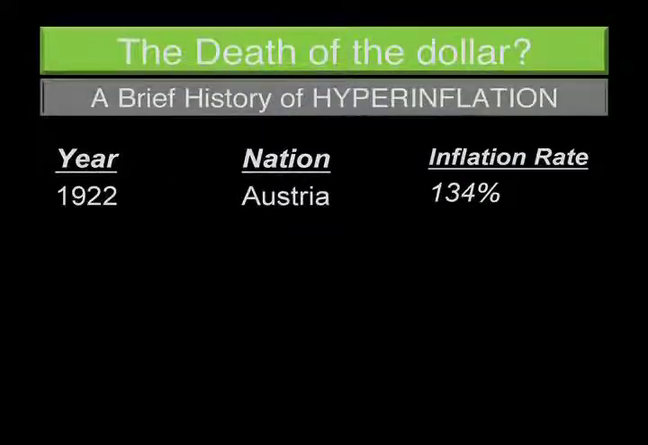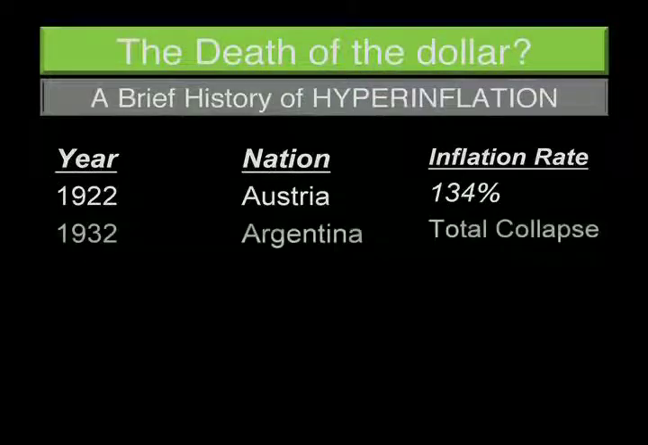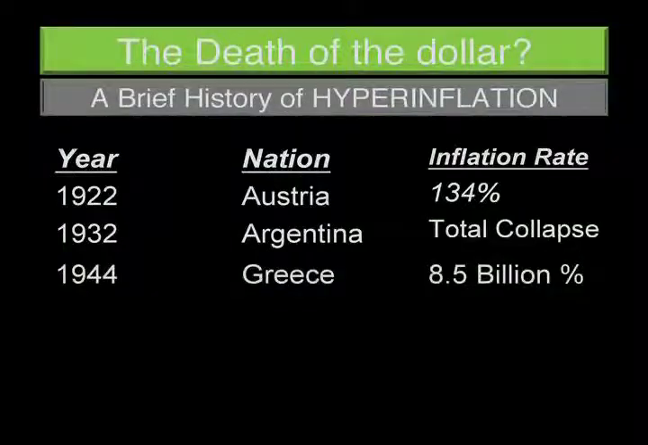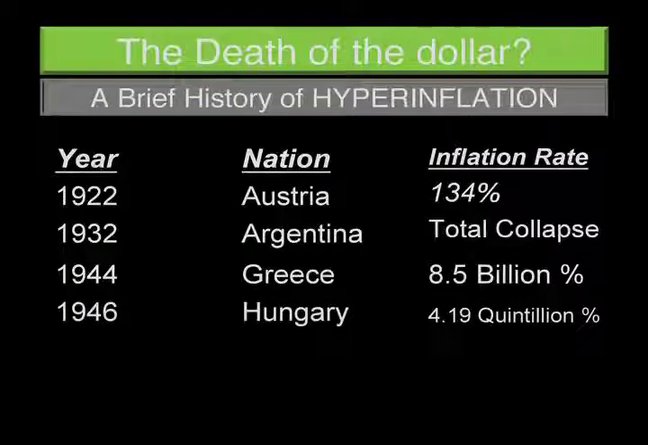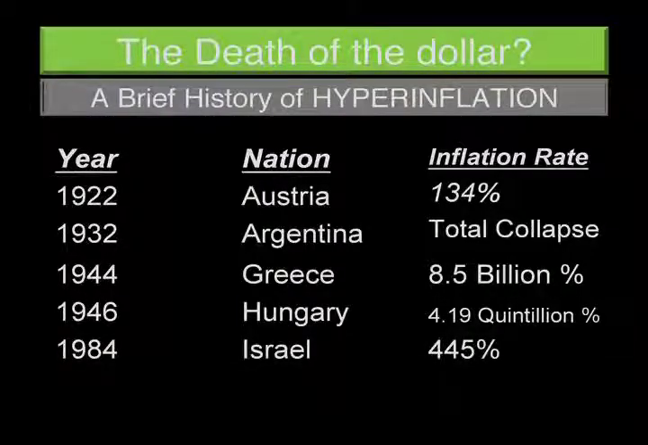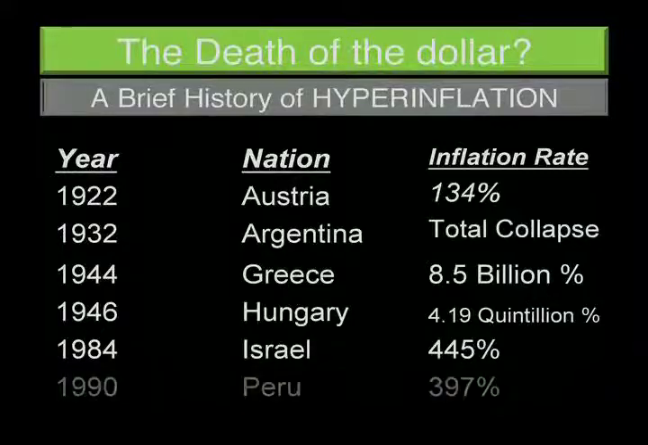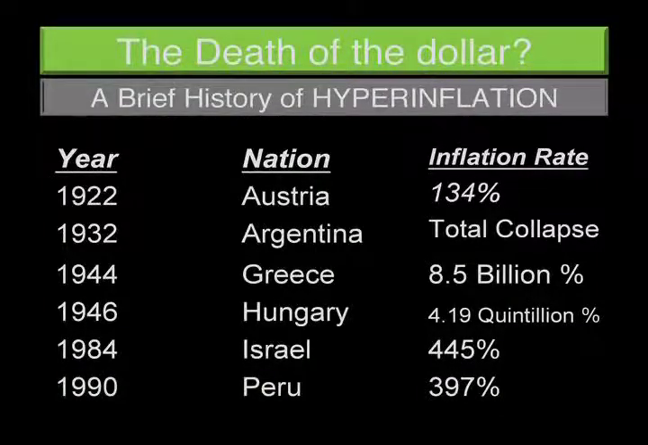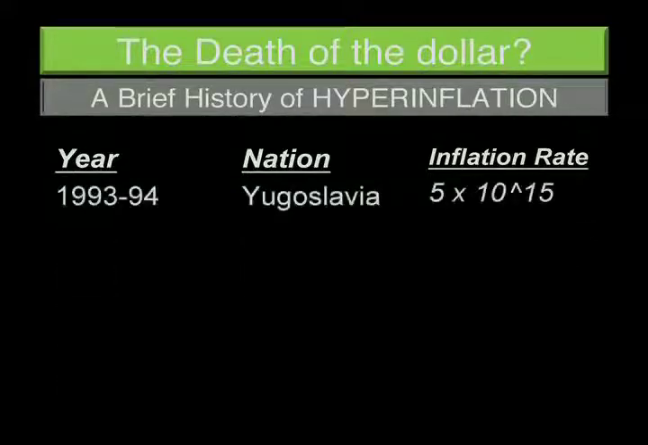1922, Austria had a 134% inflation rate. 1932, Argentina had a total collapse of their currency. In 1944, Greece had an 8.5 billion % inflation rate. 1946, Hungary had a 4.19, I'm not even going to say that word, inflation rate. 1984, Israel suffered its own hyperinflation of 445%. 1990, Peru, 397%. 1993 to 94, Yugoslavia suffered the worst case of recorded hyperinflation, 5 times 10 to the 15th power.